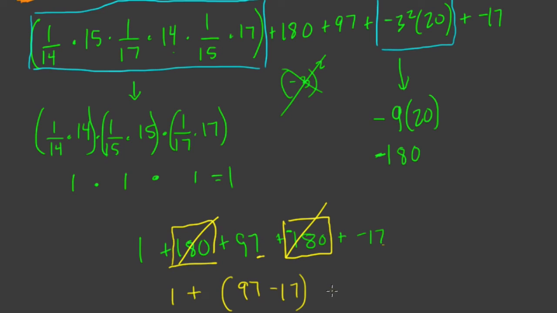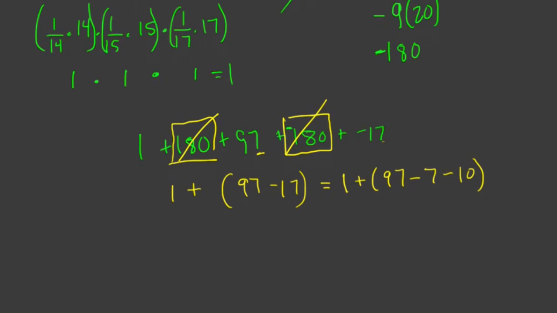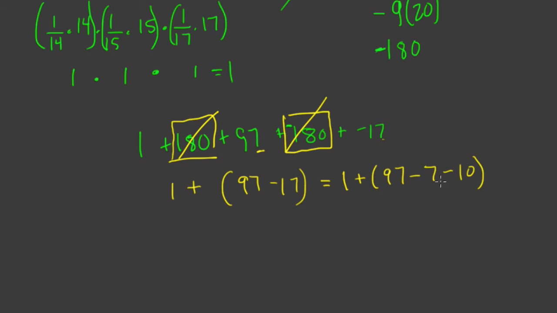1 plus 97 minus 17. I think of 97 minus 17 as 97 minus 10. Sorry, minus 7 first, then minus 10. I subtracted 17 in parts. 97 minus 7 minus 10? Whoa. Well, 97 minus 7 is 90. Minus 10 is 80. 80 plus 1 is 81, our answer.